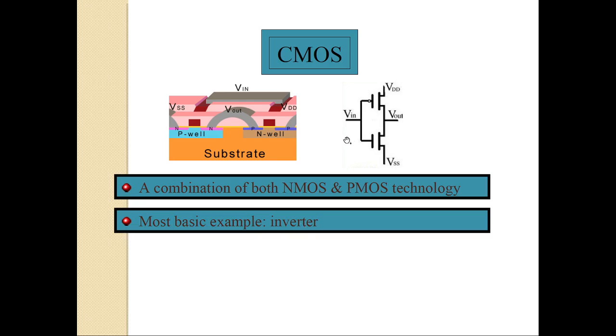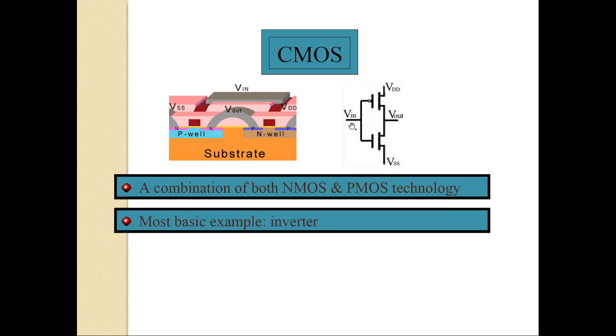Inverter means if you are giving 0 as input, the output is 1. If you are giving 1 as input, the output is 0. So let's verify this. What will happen if you are giving 0 at this terminal? This PMOS will not turn on.